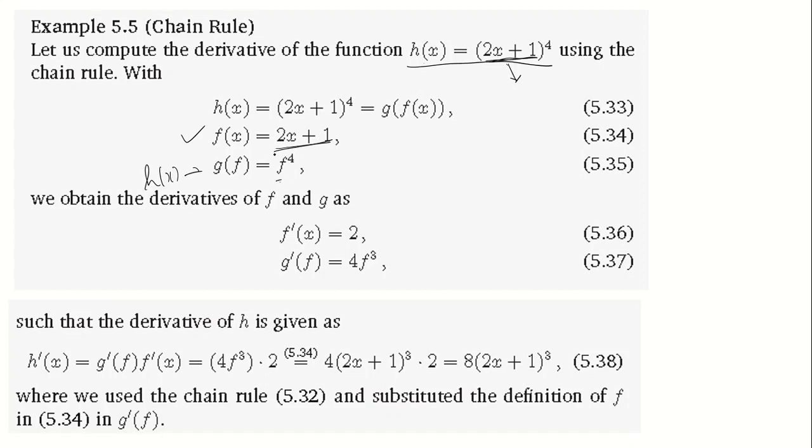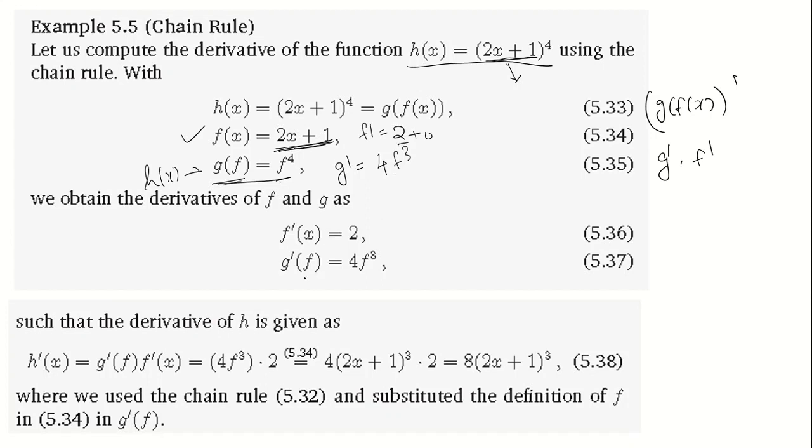So what is f? f is 2x plus 1. And how do we find the derivative of g of f of x? We have to find the derivative g dash into f dash. What is g dash? It's a polynomial f raised to 4, so 4 into f raised to 3, that is g dash. And what is f? f is 2x plus 1. So what is f dash? f dash is 2 plus 0, it's 2.